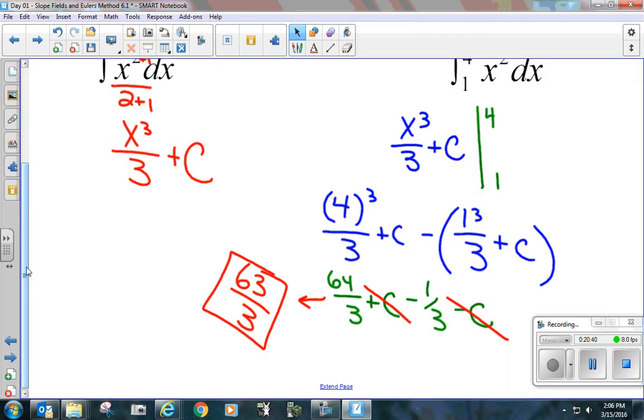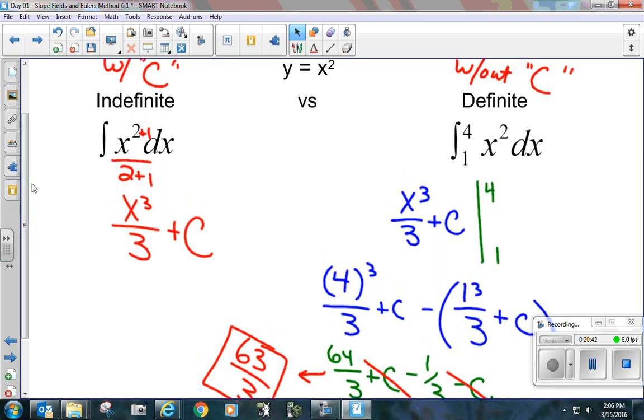So for future reference, now you know why. You don't need a C when there are bounds. They call that definite because there are bounds. There's definitely bounding. This is indefinite because this works for everything. Okay?